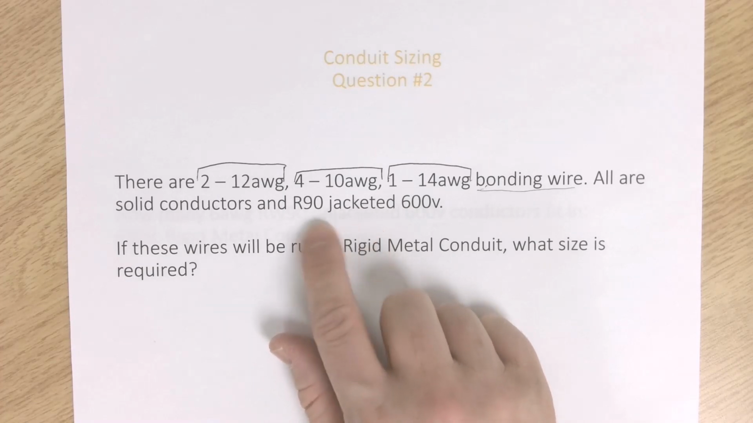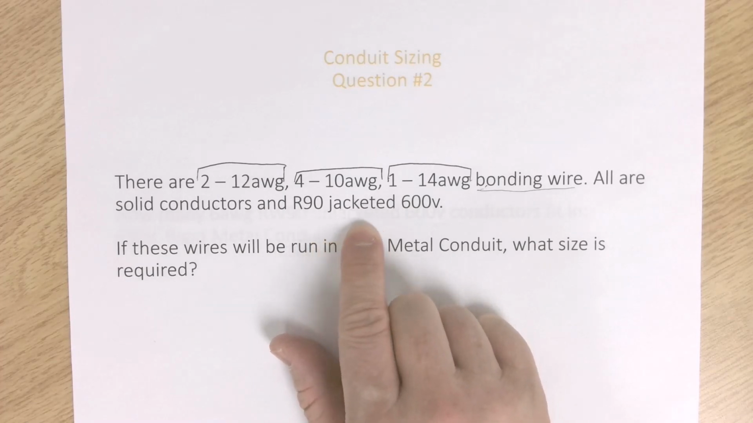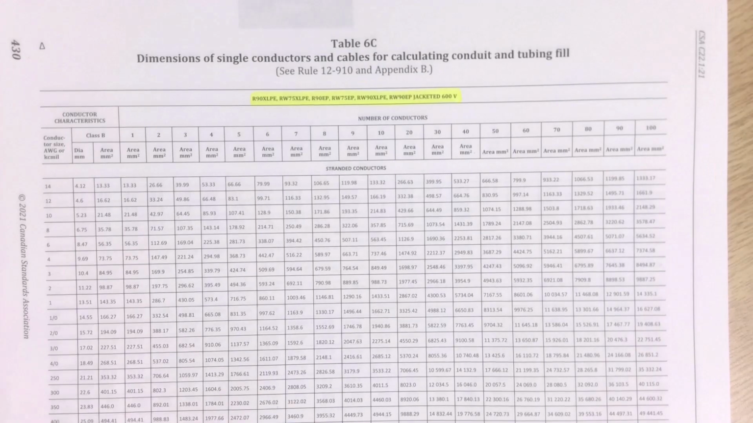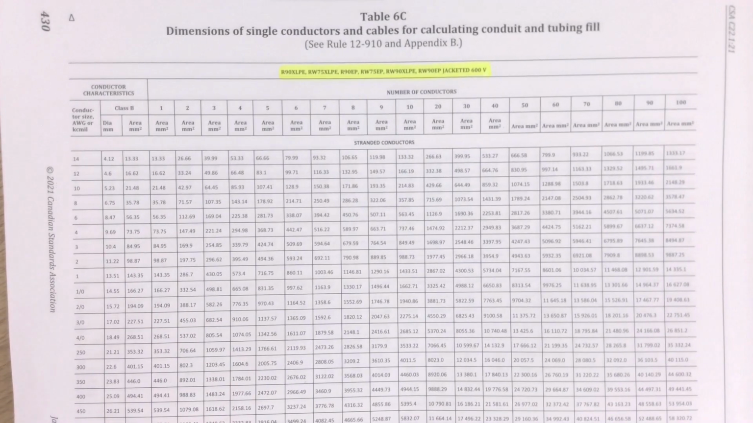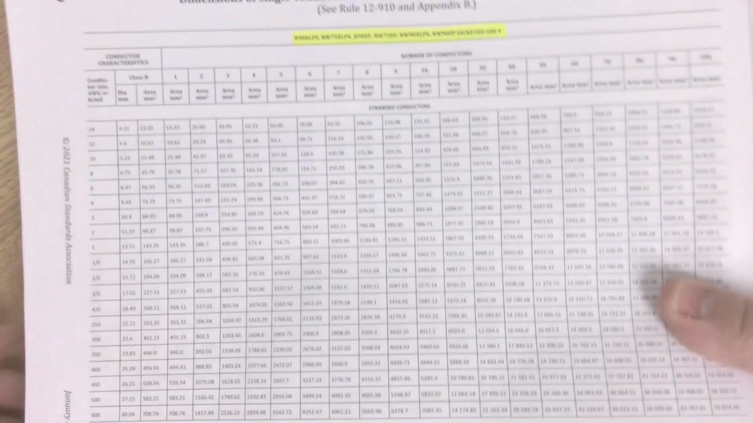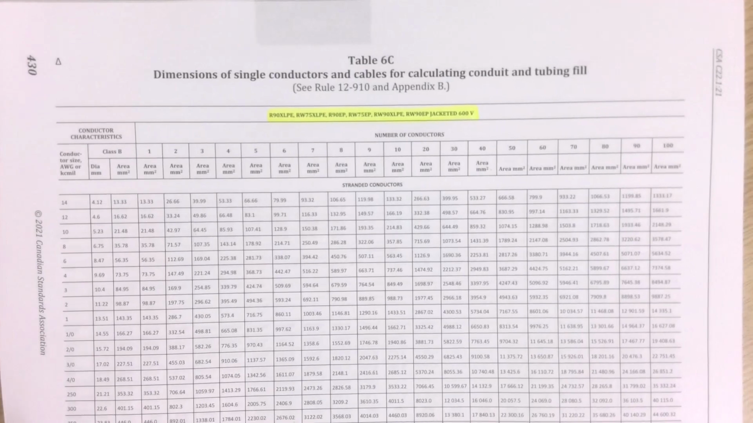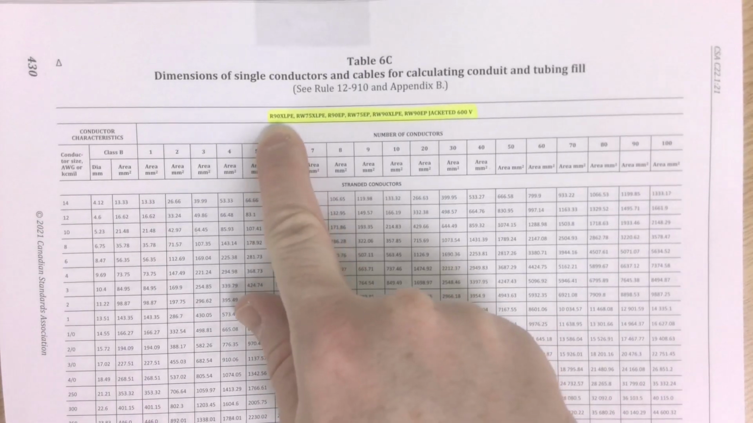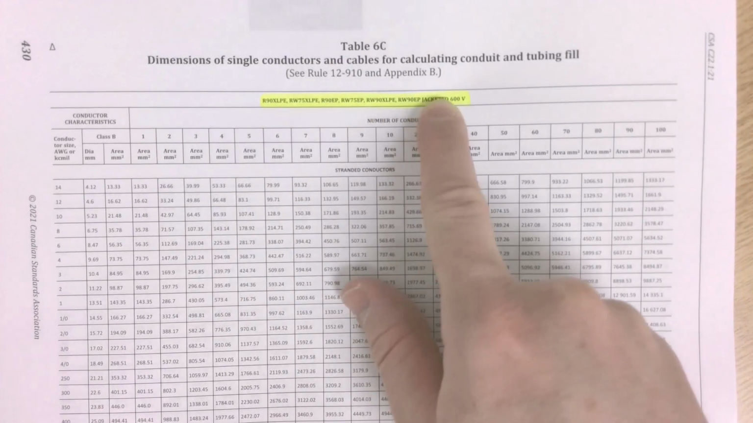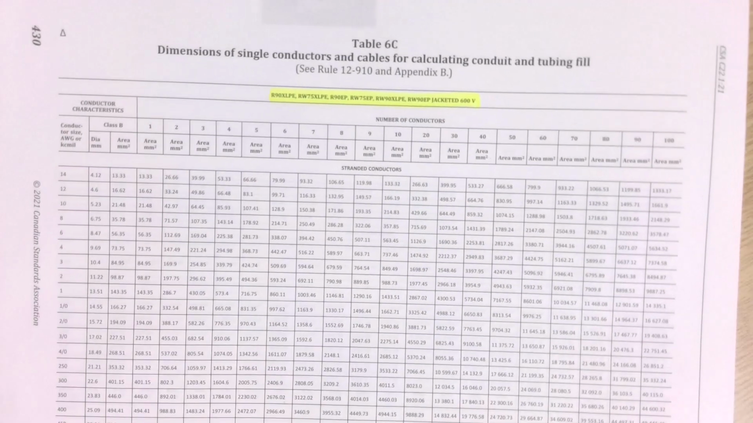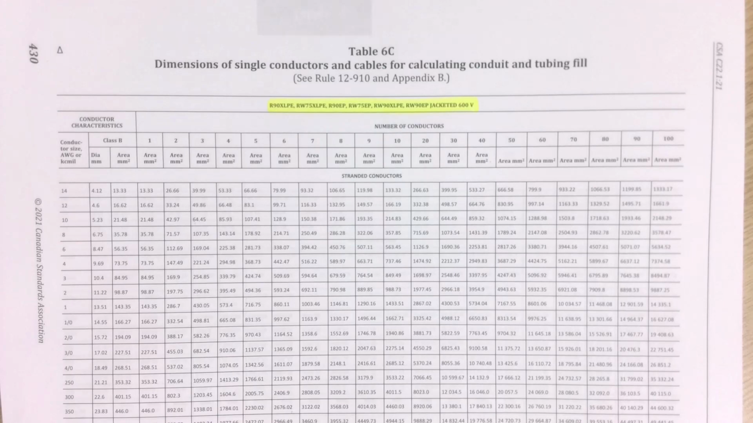I need to find this table 6 that has jacketed R90 600 volt cables. And here we have table 6C. Get this out of the way before I throw that paper around. Table 6C has my R90. It's jacketed. It's 600 volt. Okay, perfect. Table 6C, this is where I'm supposed to be. Sorry for the rhyme there. Table 6C is where I'm supposed to be.